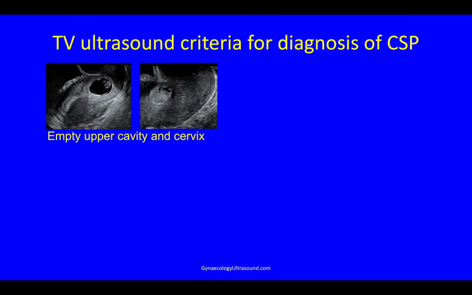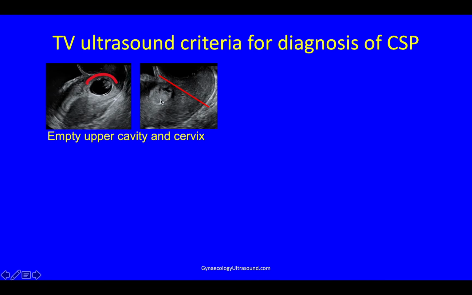So here again, the empty upper cavity and empty cervix. There's the niche with the embryo implanted there. And this is a line that you can draw to see, is it in the uterine body, in the uterine cavity, or is it in the cervix? Where the bladder attaches to the anterior cervix, there's the internal os, and behind that is the torus. But this line shows cervix and uterus.